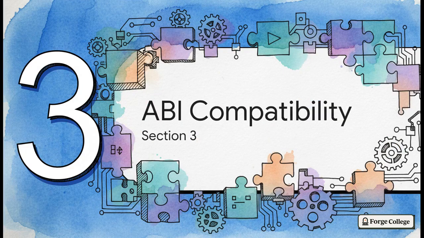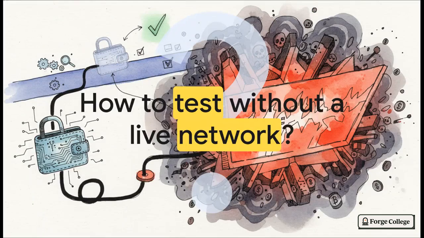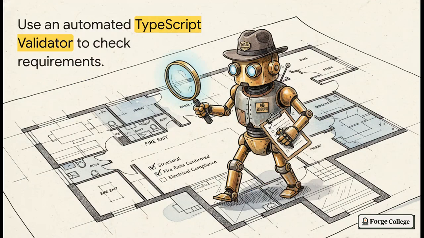All right, Section 3, the ABI compatibility check. Now, here's a massive question we really need to think about. How do we actually know the wallet is ready without testing on the live network? Seriously, how do we safely verify our implementation without the heart-pounding anxiety of executing real on-chain transactions and risking real assets? The secret here is a building inspector, or, in our specific case, an automated TypeScript ABI validator.